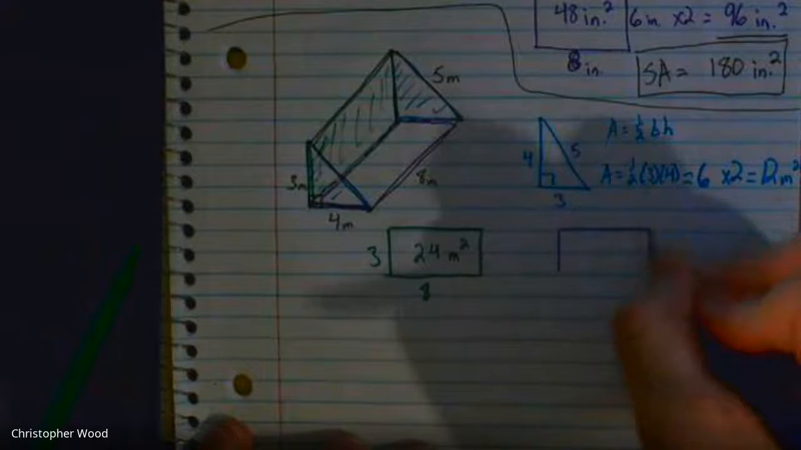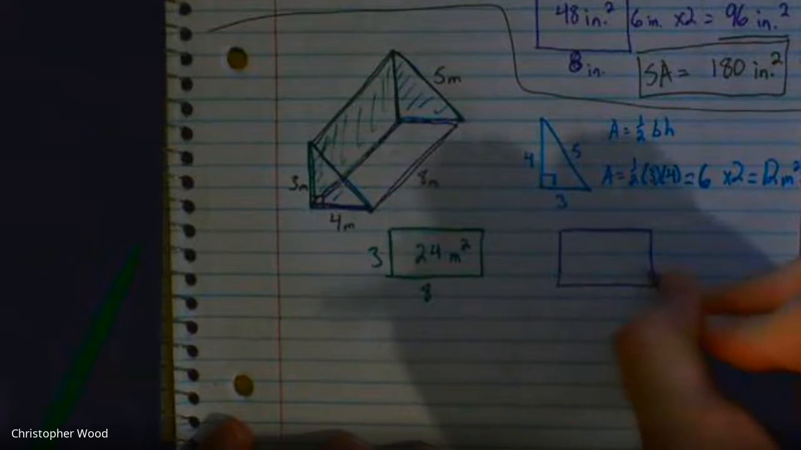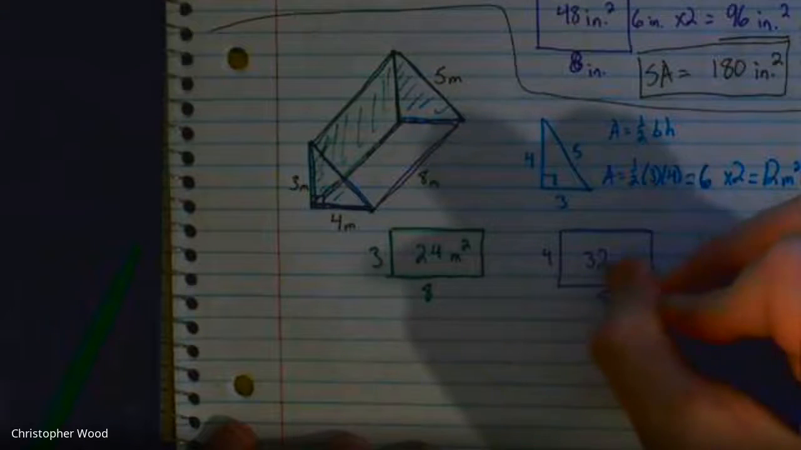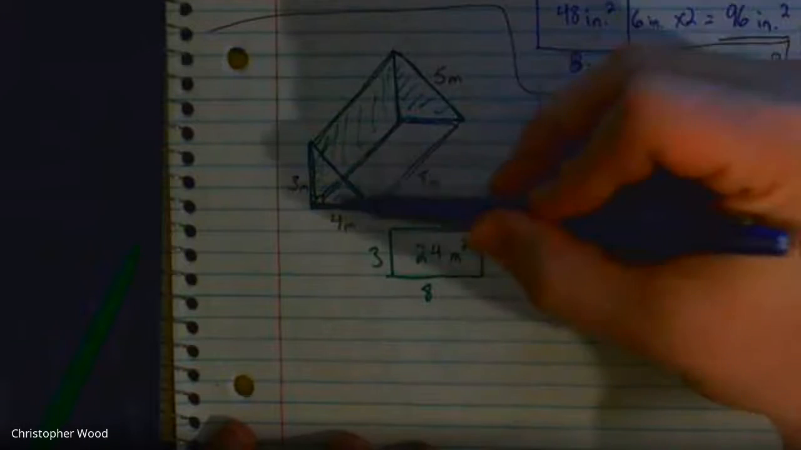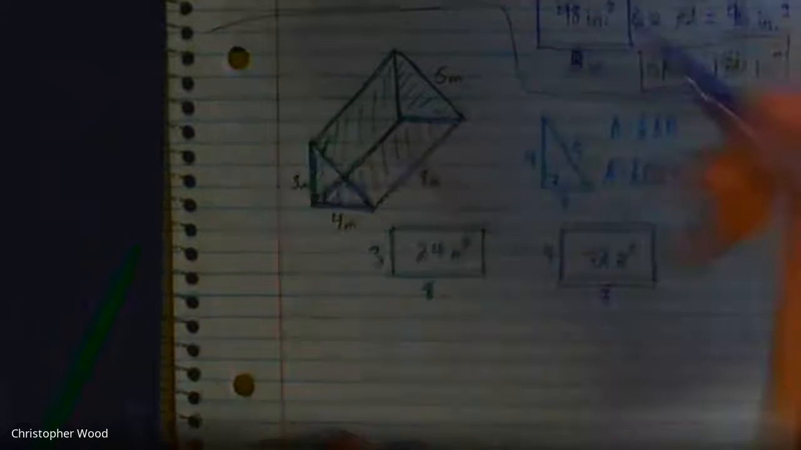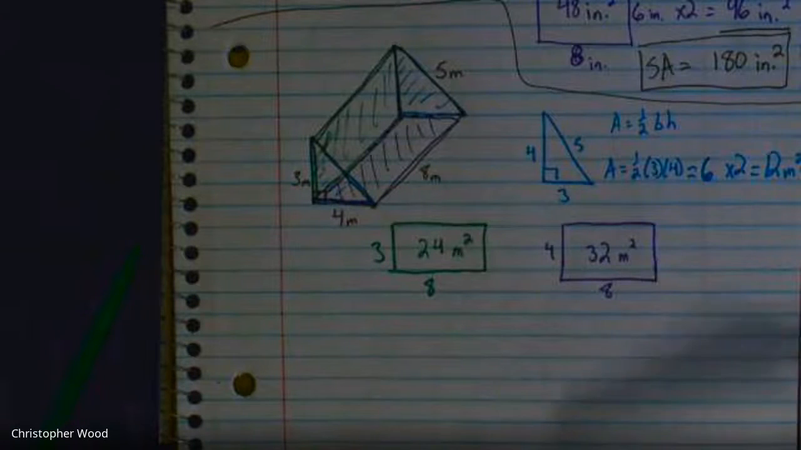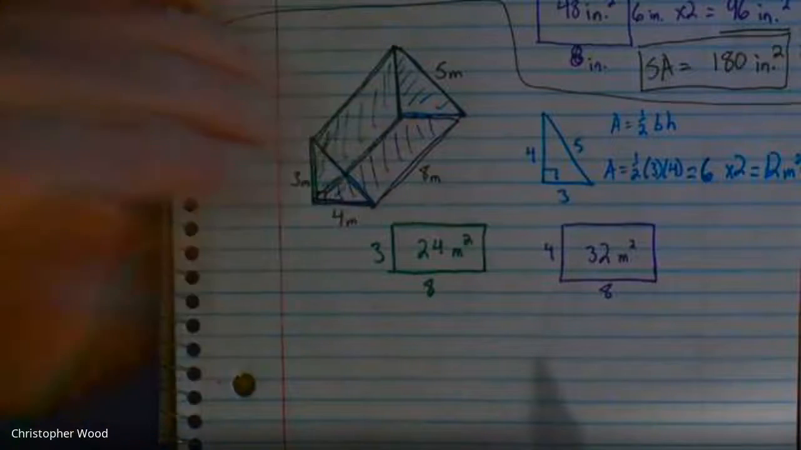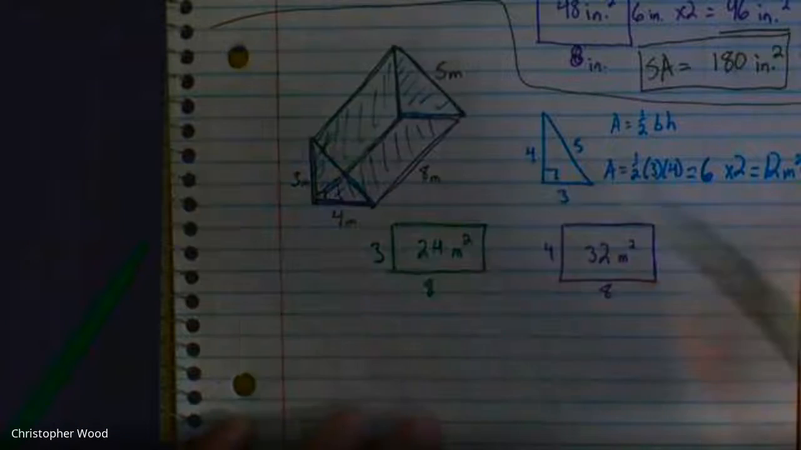So 4 by 8. That would be 32 meters squared. So that would be the bottom here. And then the one that's easy to forget about, especially when you try to do all this color coding and everything, is that front face here that's slanting down in the front of the triangle.